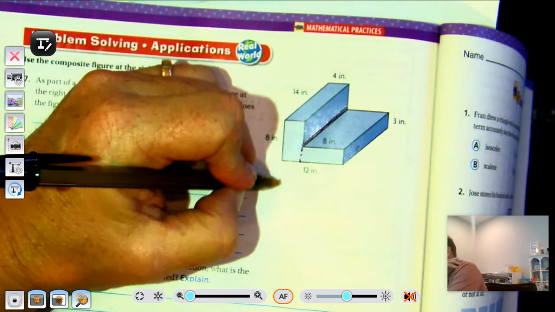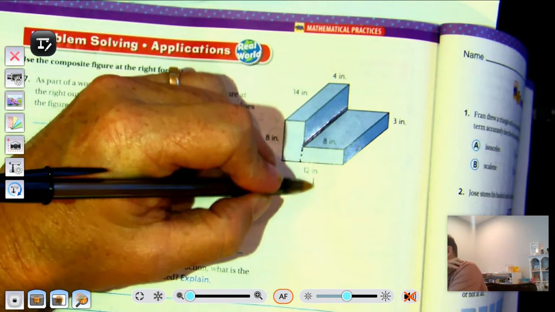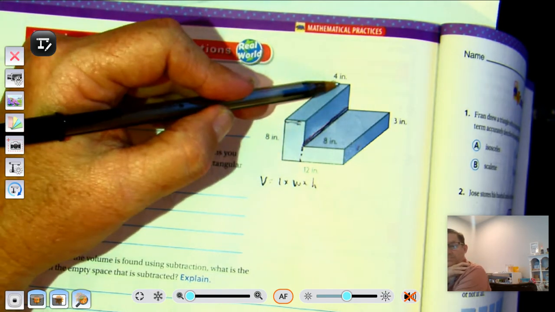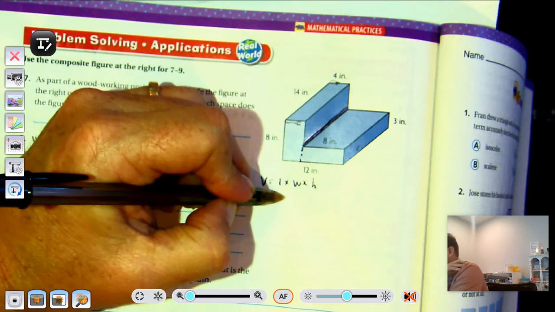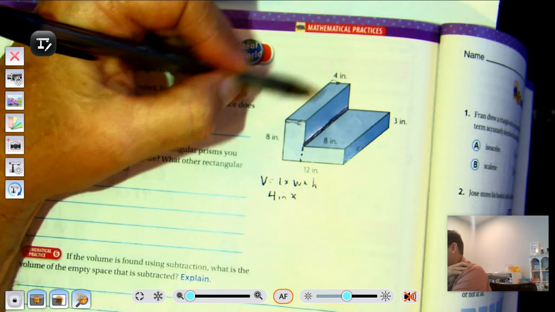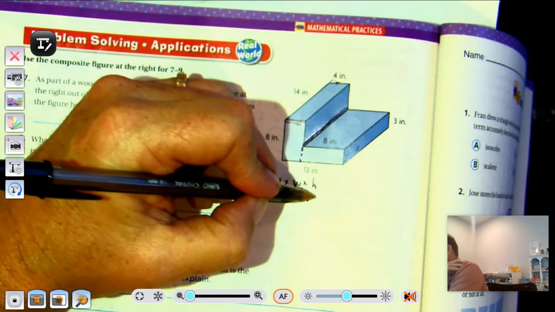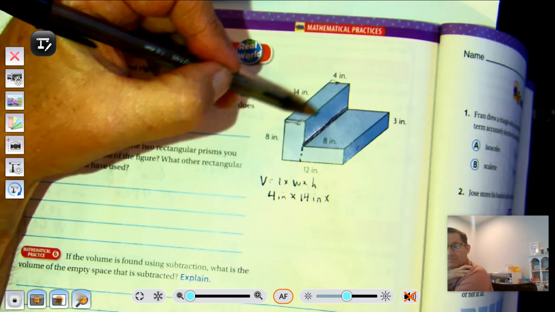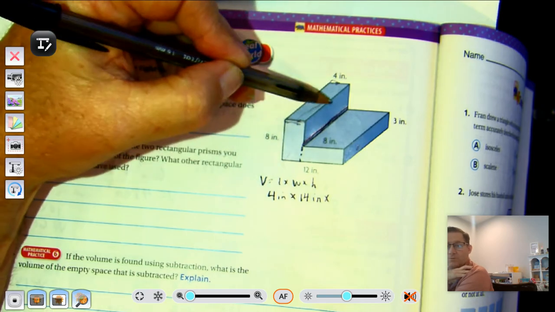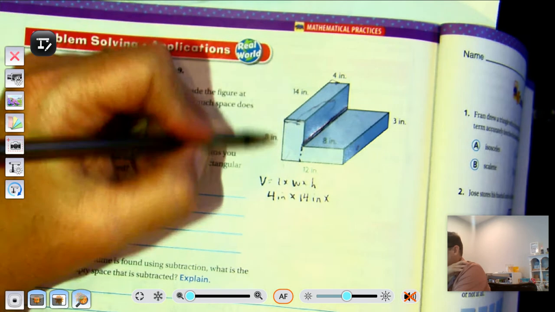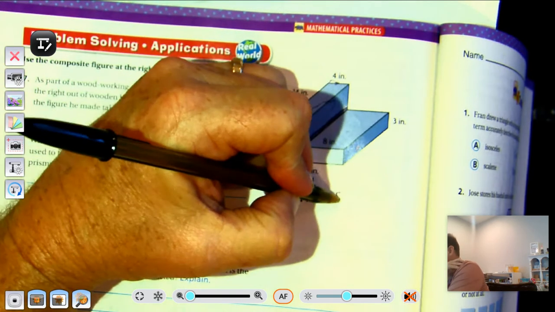All right, so the volume of the tall part, what is the length? Well, the length is 4. What's the width? Okay, if this is the length, the width is this way, that's 14 inches. And that's fine to do the whole thing because I am counting this as one whole rectangular prism. And the height, well, the height of it is 8 inches.